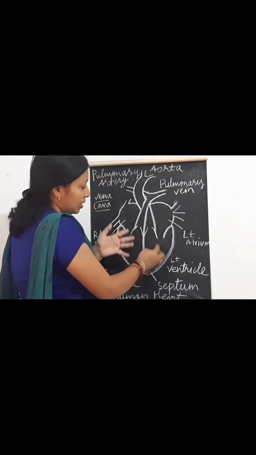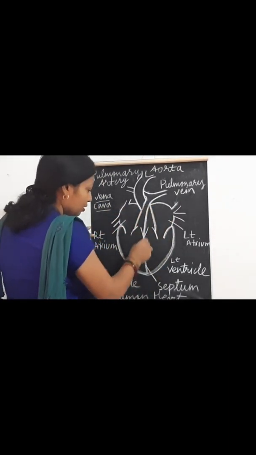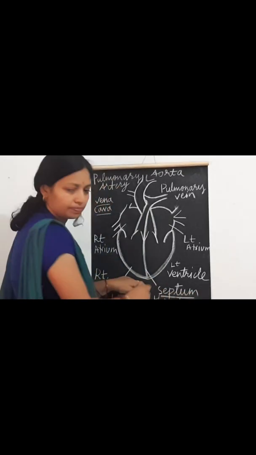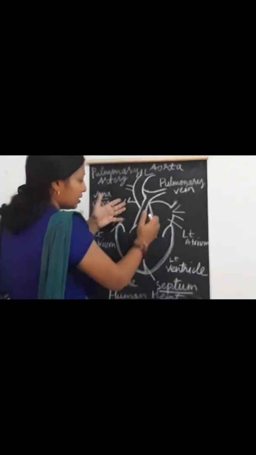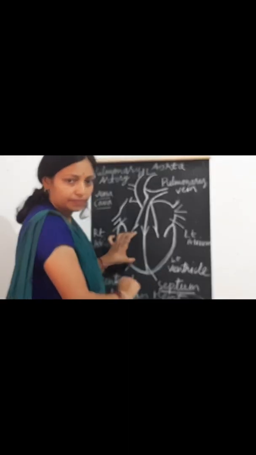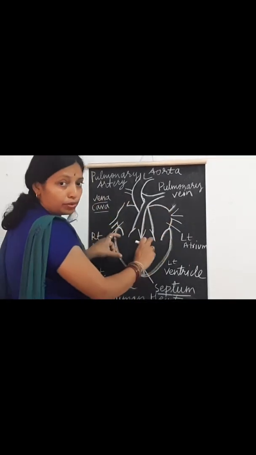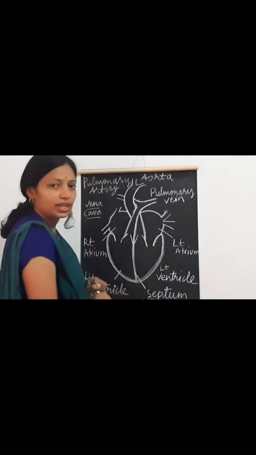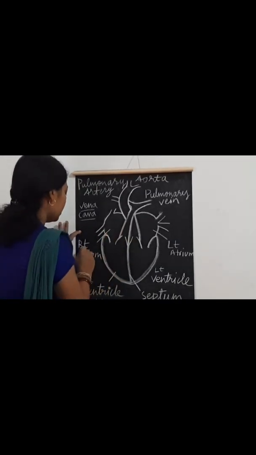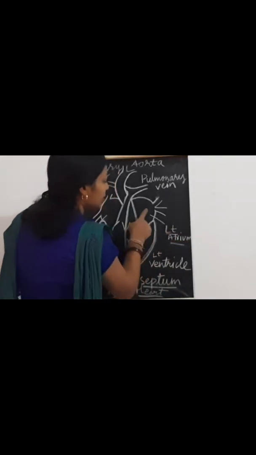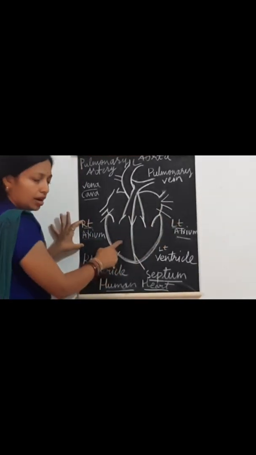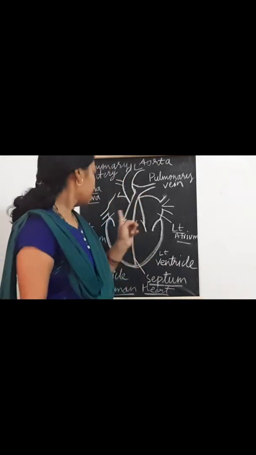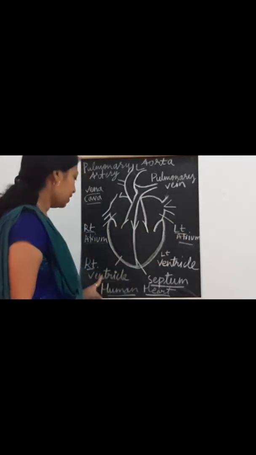This is the simple internal diagram of the heart. Our heart is divided into two sides, the right side and the left side, by a muscular partition known as septum. Further, each side is divided into upper chambers and lower chambers. The upper chambers are known as atrium, or plural atria, and the lower chambers are known as ventricles. So we have the right atrium, left atrium, right ventricle, and left ventricle.